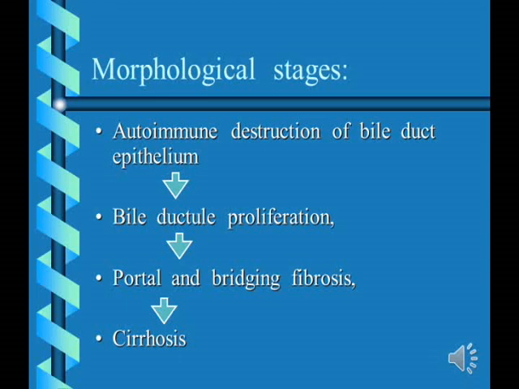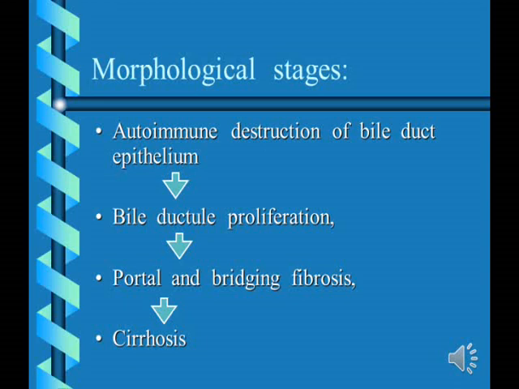So, morphological stages: there are 4 stages in biliary cirrhosis. One is florid bile duct proliferation, that is autoimmune destruction of bile duct epithelium, which further leads to proliferation of the bile ductules with activation of inflammatory autoreactive T cells, with accumulation of inflammatory mediators like cytokines, and accumulation of monocytes and lymphocytes.